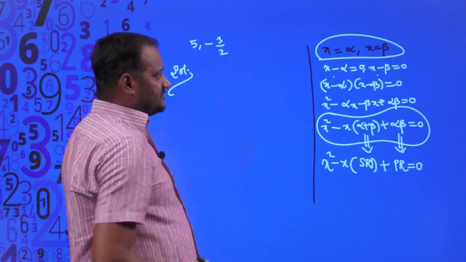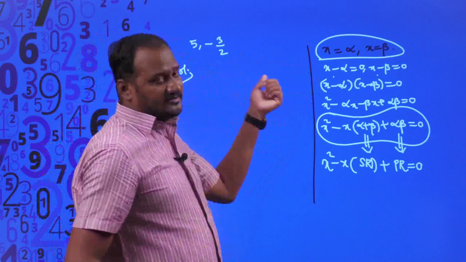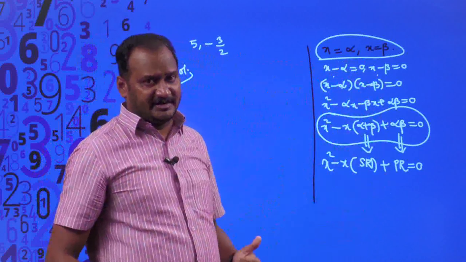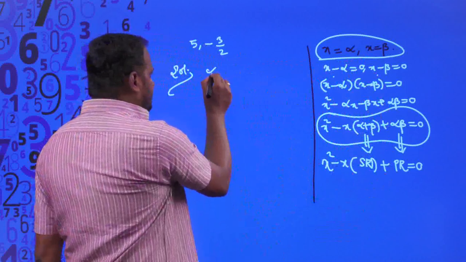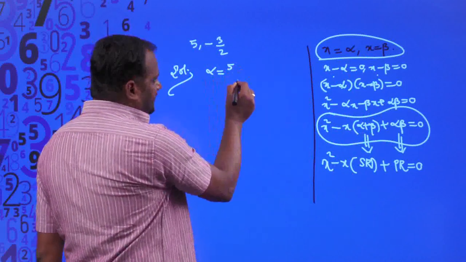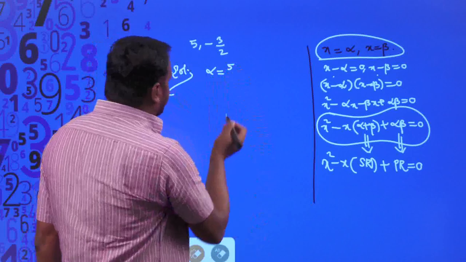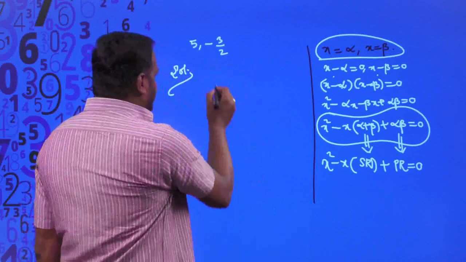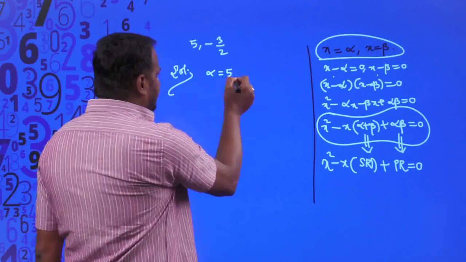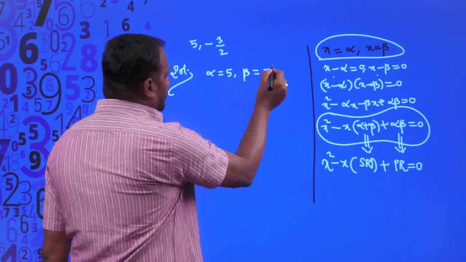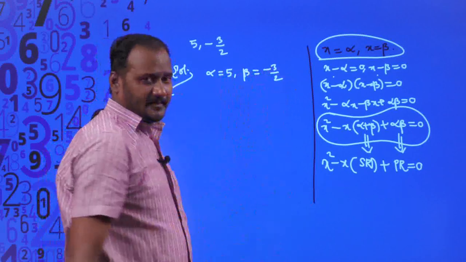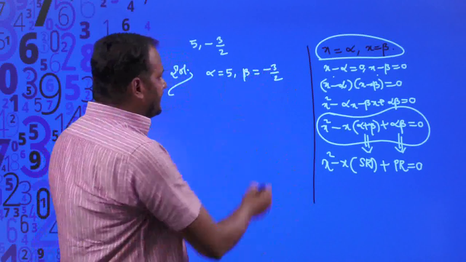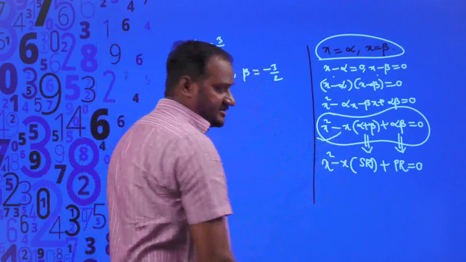5 is one of the roots. Better you compare the given roots with the letters alpha and beta, because we derived one formula in terms of alpha and beta. So one of the roots alpha is equal to 5, and the other root beta is equal to negative 3 by 2. Okay, one root is alpha equal to 5, and the second root is beta equal to negative 3 divided by 2, correct?